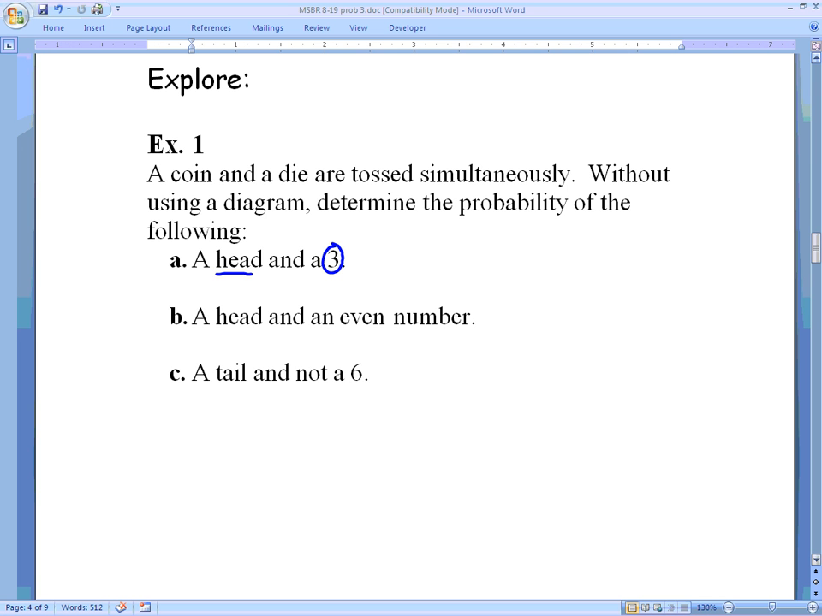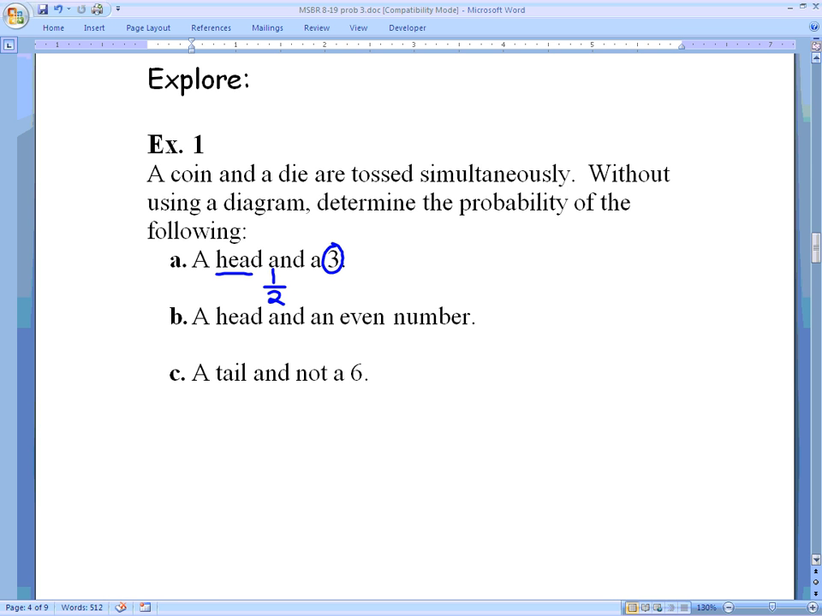First, we need to ask ourselves, what is the probability of getting a head on a coin? And again, this is theoretical probability. So we think of what are all the different outcomes of a coin. That's 2, heads and tails. And of those, we only want a head. So our desired outcome is 1 out of the 2 possible, so a probability of 1/2.